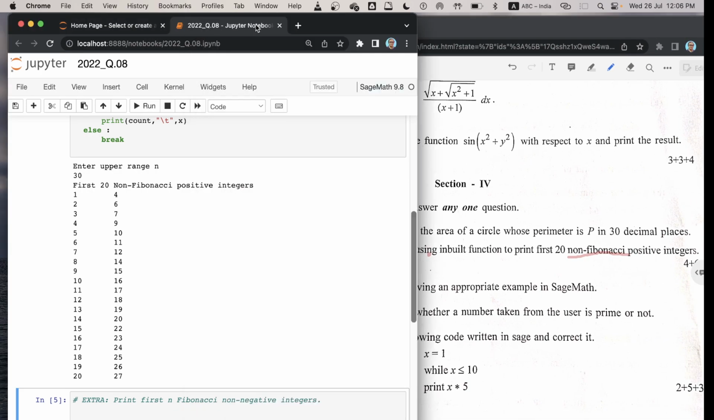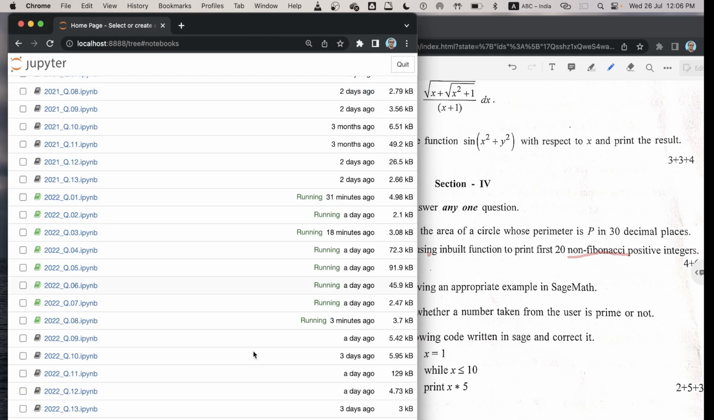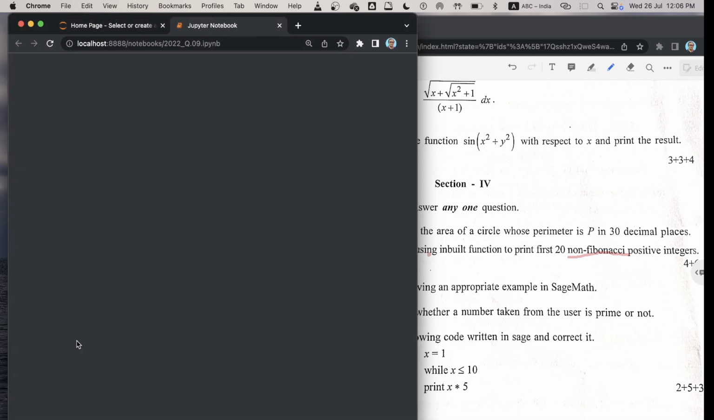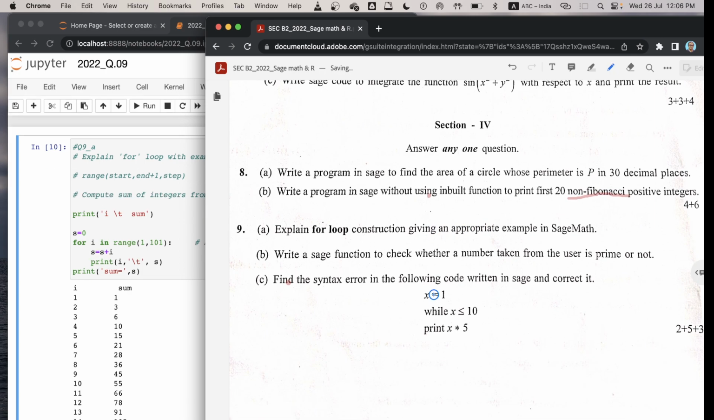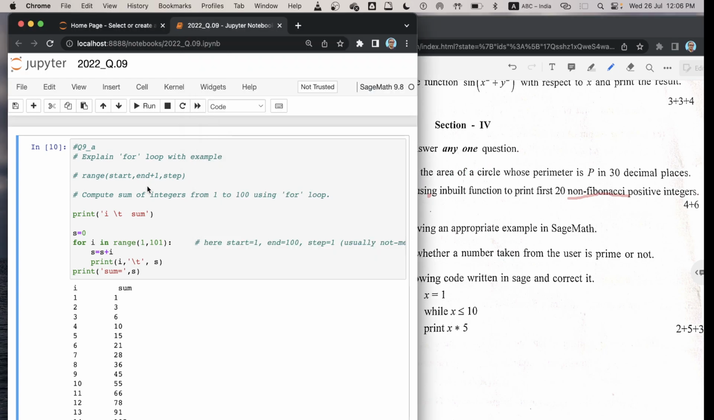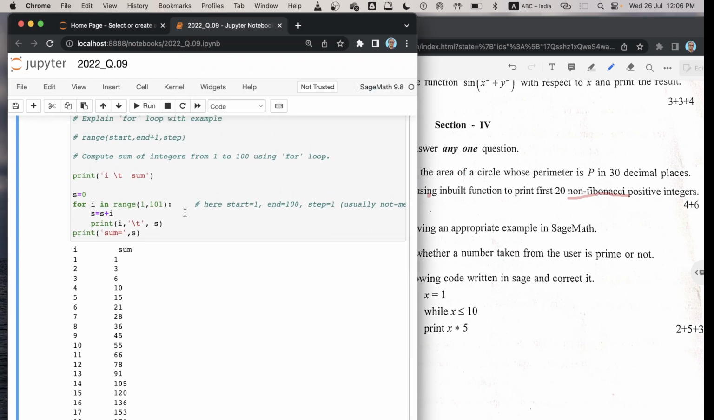Question 9. Explain for loop construction giving an appropriate example in SageMath. Here we give an example of a for loop to compute the sum of integers from 1 to 100. Print within single quotes I \t sum, with initial value of sum equal to 0. for I in range, within brackets, 1 comma 101.